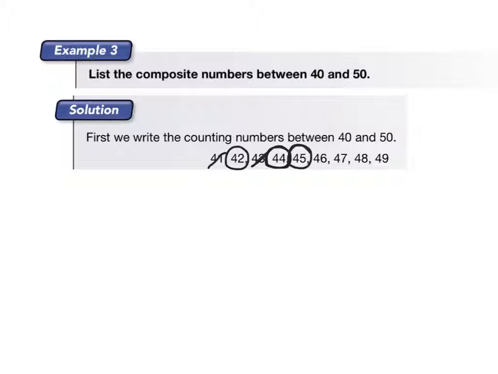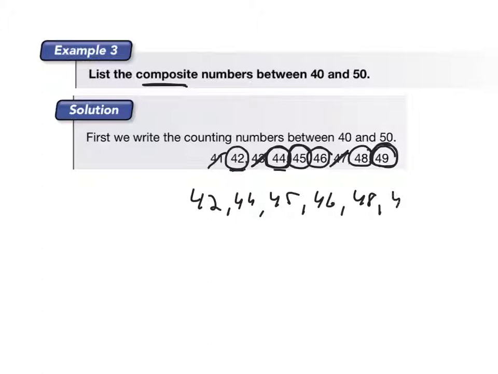So if you can think of any other numbers that multiply to get that number besides just 1, then that's going to be a composite number. 46, yes, it's divisible by 2. 2 times 23. 47, no, I can't think of anything besides 1 that goes into 47. 48, 6 times 8, 4 times 12. And then 49, 7 times 7 is 49. So these would be the composite numbers: 42, 44, 45, 46, 48, and 49. Okay, let's go on to the next.